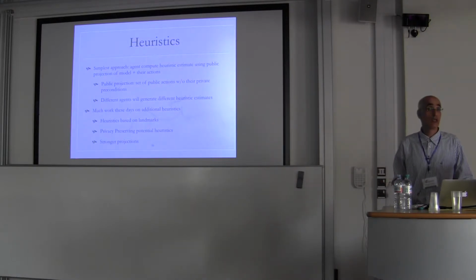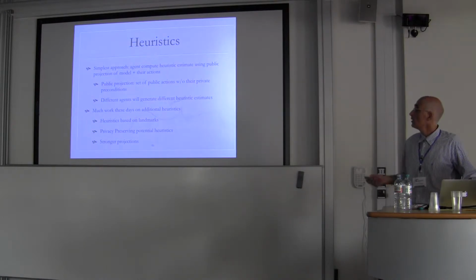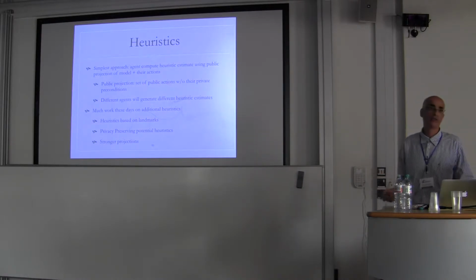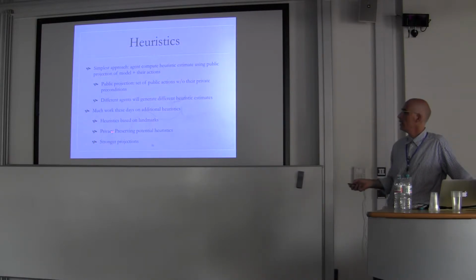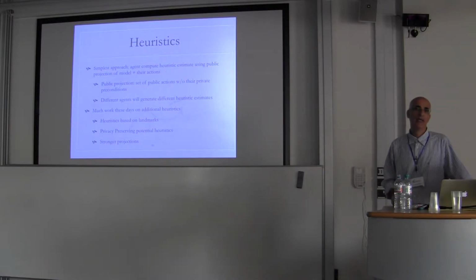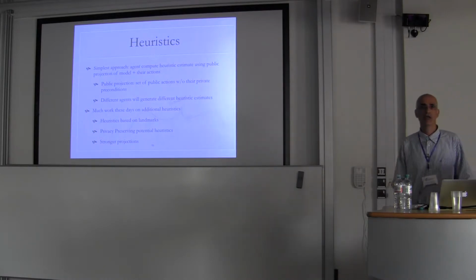We also have to make sure that the heuristics are privacy preserving. A simple approach is for an agent to compute a heuristic estimate only based on what we call the public projection, which is what I mentioned before: the set of public actions without their private preconditions. Then different agents will generate different heuristic estimates, which is not a problem for the algorithm. It could affect the efficiency but not the correctness. And this is a very weak heuristic. There has been quite a bit of work on heuristics based on landmarks, privacy-preserving potential heuristics, and stronger methods for projecting, that are much more efficient than this, and this is an area of active research.